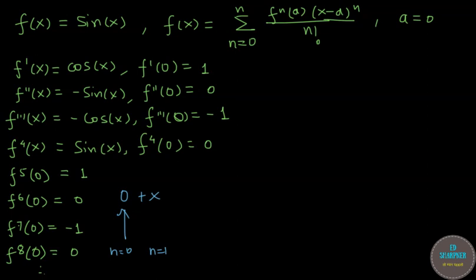Again, for n is equal to 2, let's see what happens. At n is equal to 2, the term that we get is f double dash of a, or f double dash of 0, and that is 0, so that term is 0 again, so we don't have to worry about it. Let's see what happens for n is equal to 3. For n is equal to 3, if you notice, you get f triple dash of 0, which is minus 1. So you have minus x cube by 3 factorial.